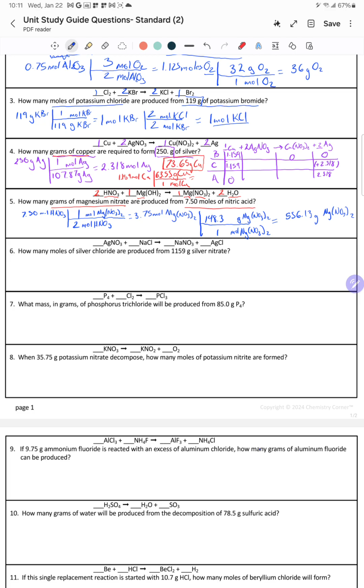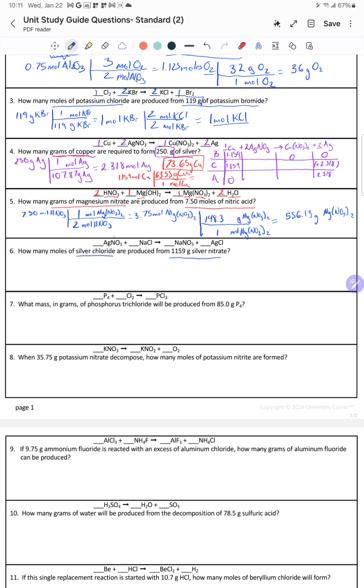Okay, next one. So I said how many moles of silver chloride are produced from 1,159 grams of silver nitrate. So I'm converting one thing into another, so from silver nitrate to silver chloride. So I need a balanced chemical equation. I go ahead and look at my balanced chemical equation.